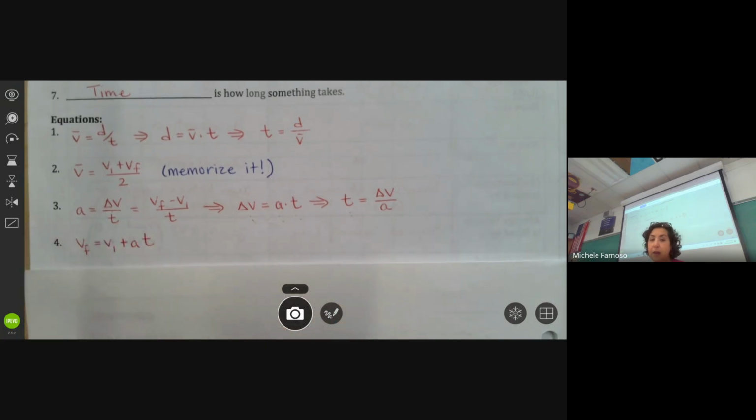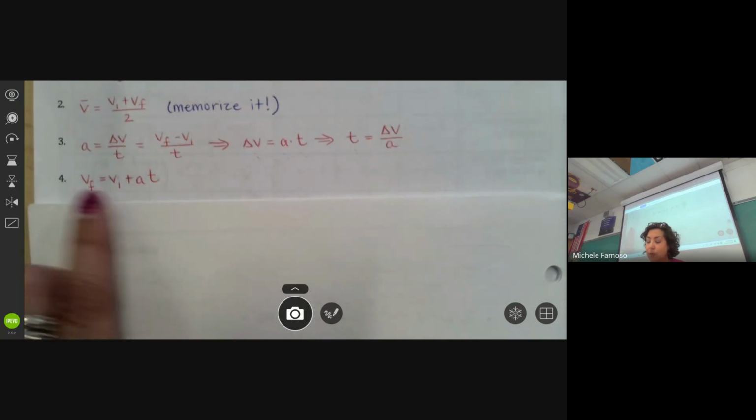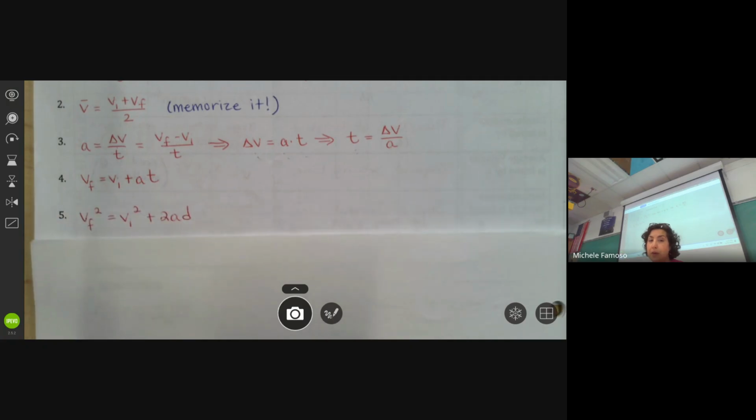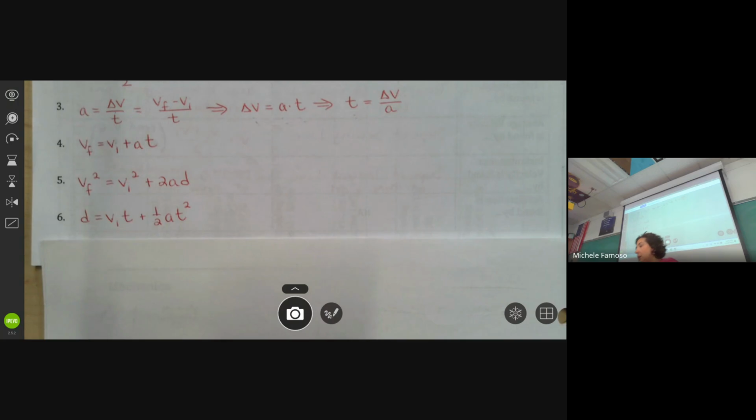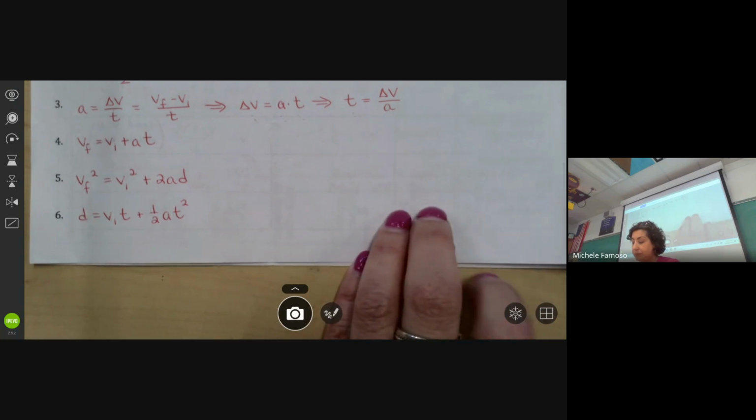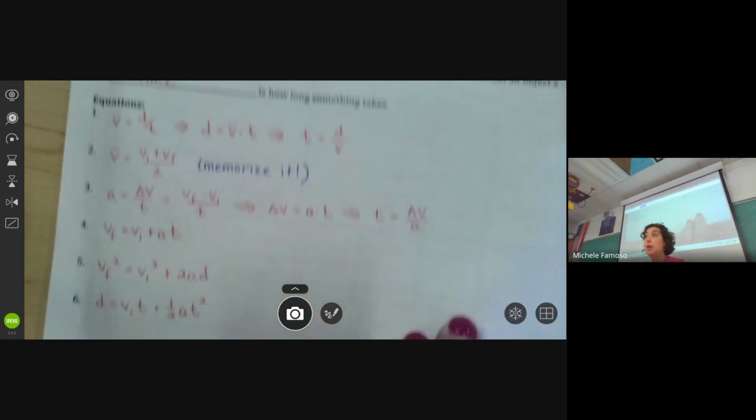Number 4, we have VF is VI plus AT. You should be able to move it around for all the other variables in that equation. Number 5, we have VF squared is VI squared plus 2AD. Again, you have to be able to move it around for all the variables in that equation. And number 6, D is VIT plus half AT squared. Same thing, you got to be able to move it around for all the variables in that equation. All right, let's go to page 30.